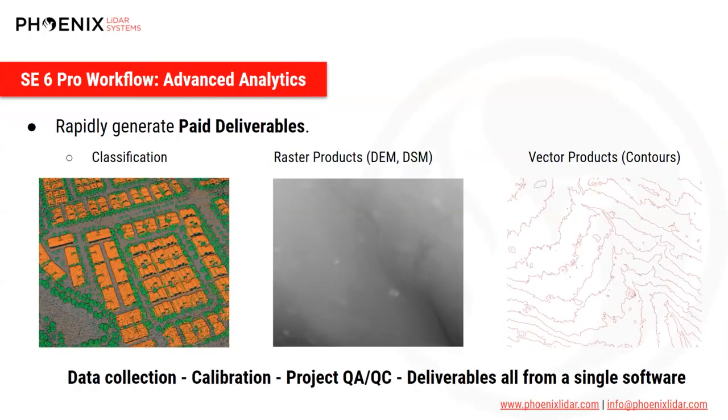And when it comes time to extract deliverables after processing that data, SE Pro 6 is more than capable with a slew of output options, including classification, raster products, vector products, giving you the best possible deliverables for you and your clients at the end of the day.